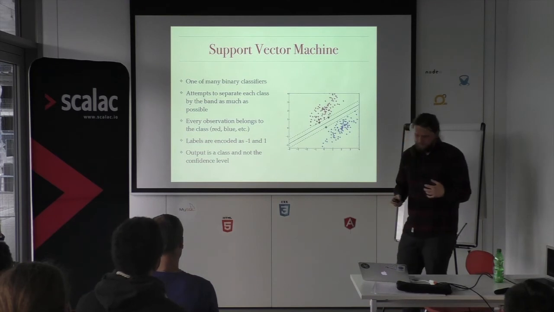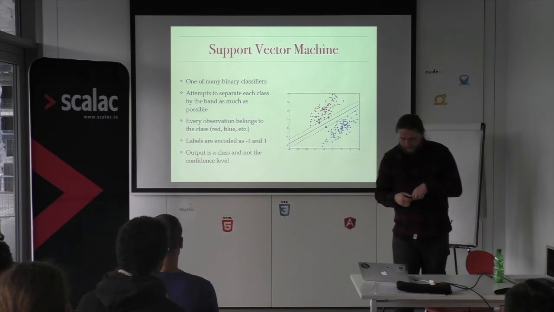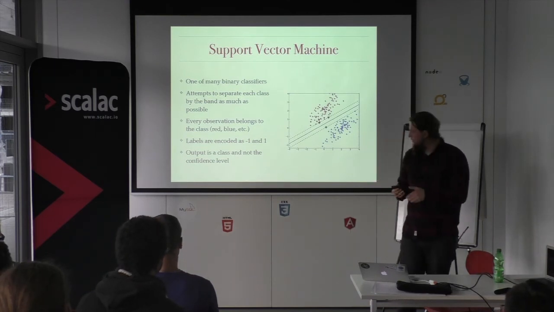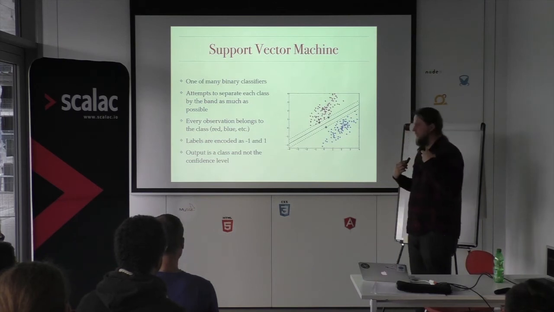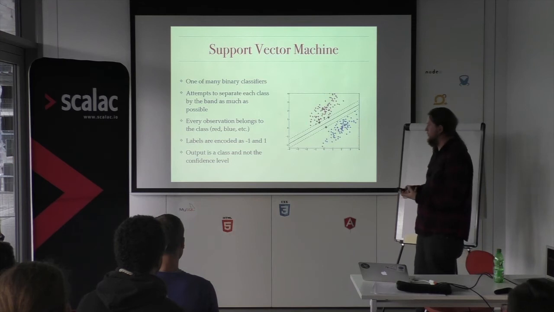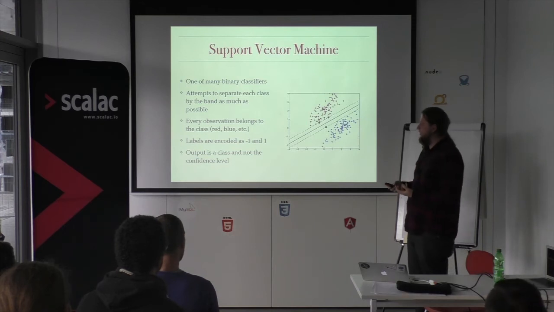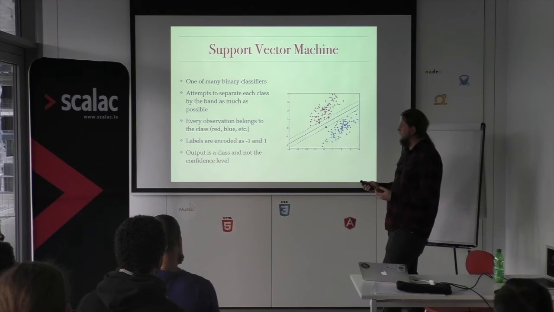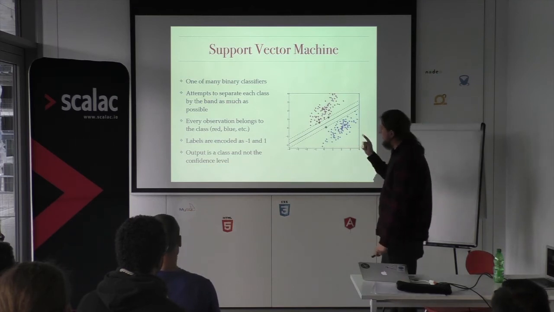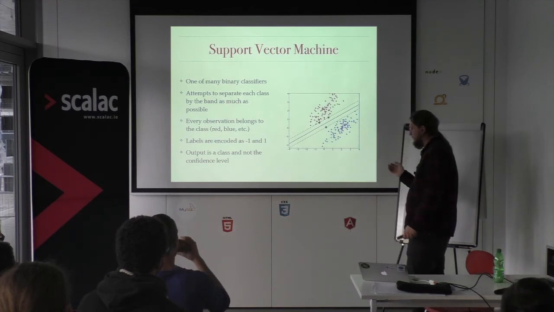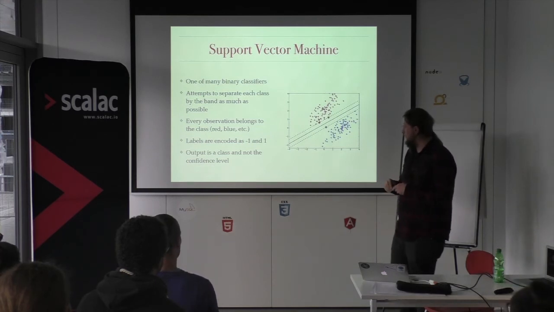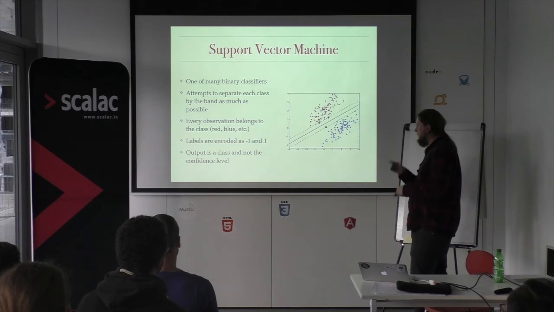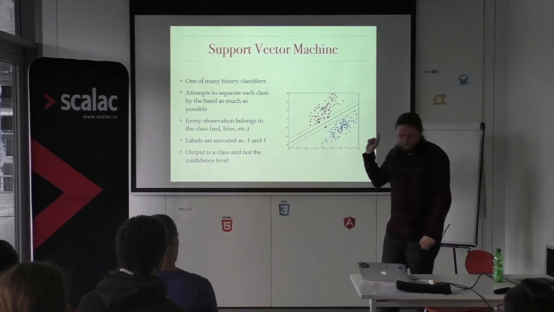By doing so, we are receiving not a confidence level, but a class. So we are generally more accurate, I'd say. What is different from other binary classifiers, such as one versus one machines and so on, is that the labels are encoded as minus one and one. That is the very key difference.